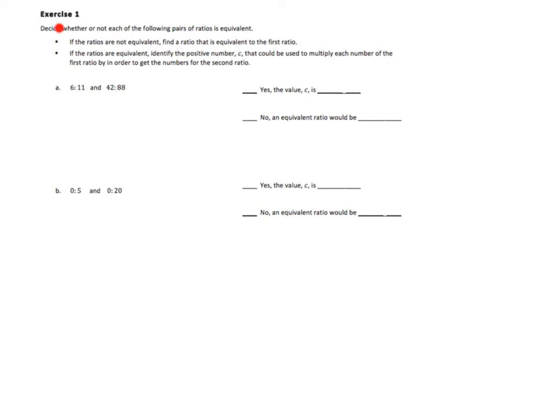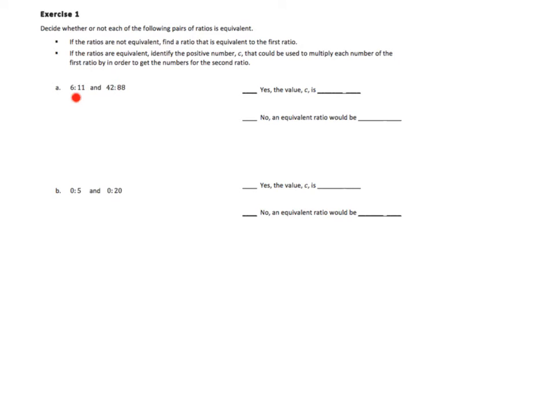Next, let's look at exercise 1. Decide whether or not each of the following pairs of ratios is equivalent. If the ratios are not equivalent, find a ratio that is equivalent to the first ratio. If the ratios are equivalent, identify the positive number C that could be used to multiply each number of the first ratio in order to get the number of the second ratio.